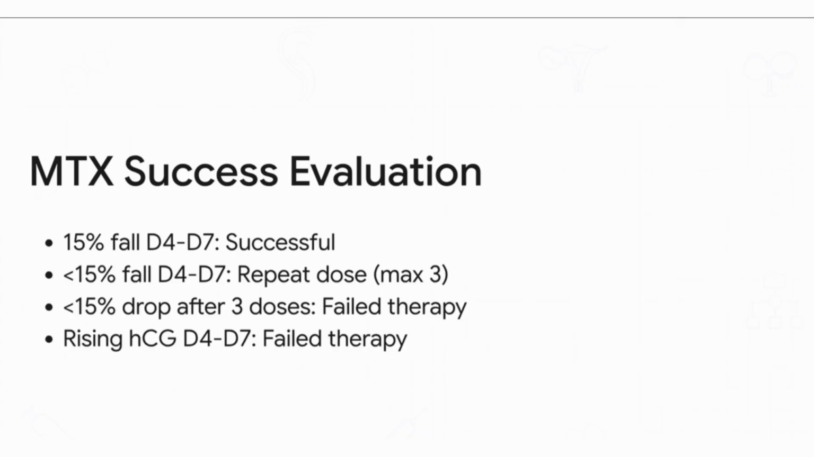So why don't we look at day 1 to day 3? Because a rising HCG between day 1 and day 3 is actually completely normal. It happens because that dying ectopic sac is releasing its stored hormones. Examiners love to set this trap, so don't panic and rush your patient to surgery on day 3.